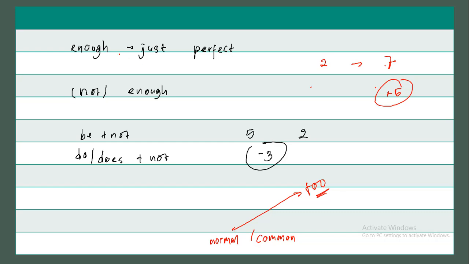For example here, I have explained to you, enough means just perfect, not enough means doesn't meet my expectation, doesn't meet my need. I need 5, I get 2, so still like 3. And this not enough or enough could be paired with either be, is, are, was, were, and after that could be paired with another auxiliary verb, in the active with do and does, or maybe haven't or something else.